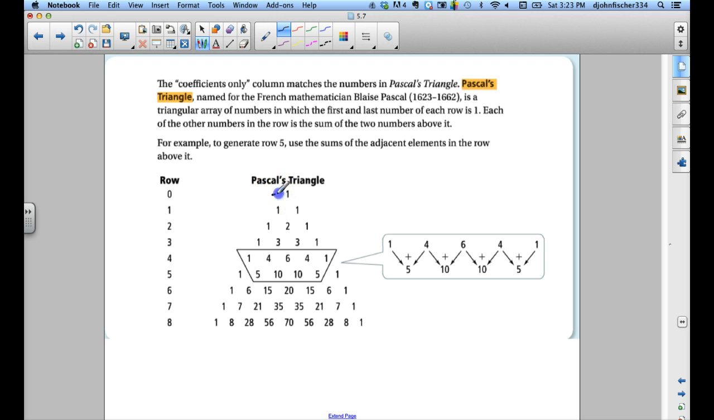Now the first row of Pascal's triangle is considered row 0, then row 1, row 2, row 3, row 4. So this is row 5. This is for anything to the fifth power.